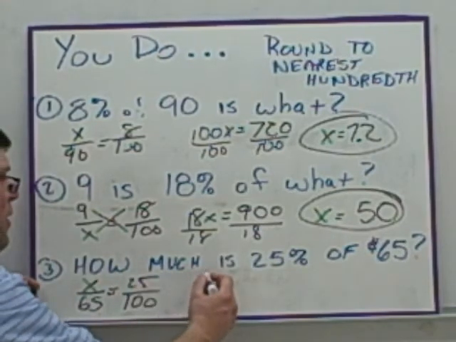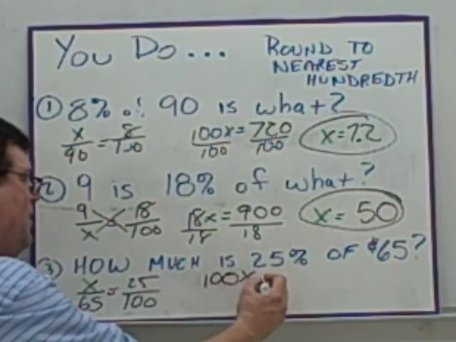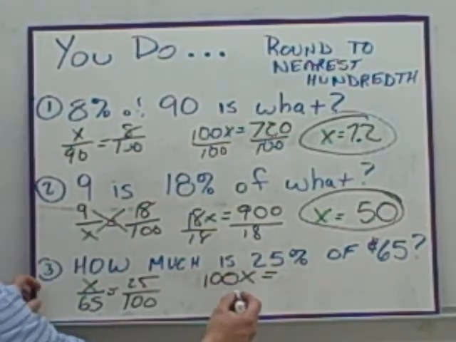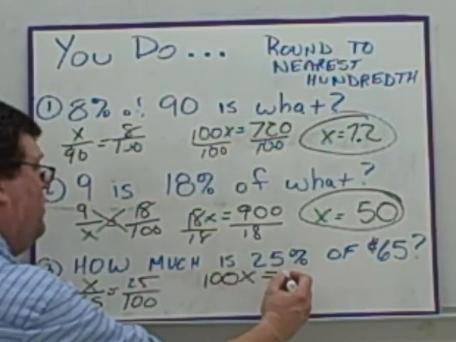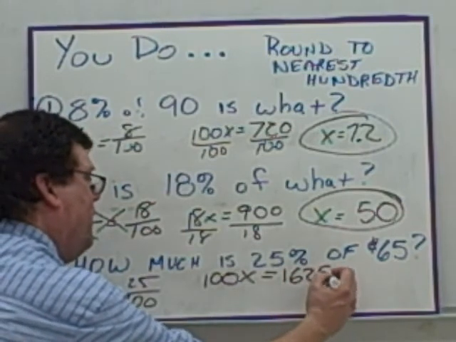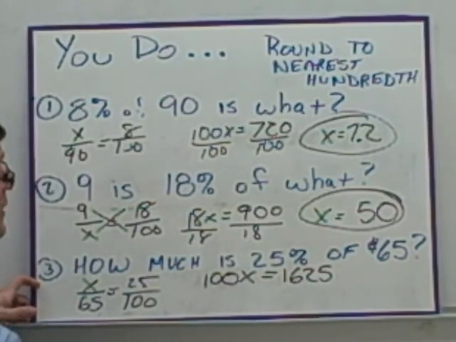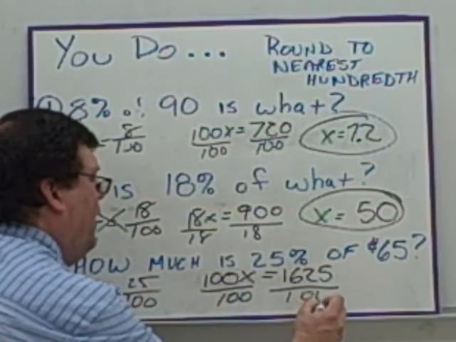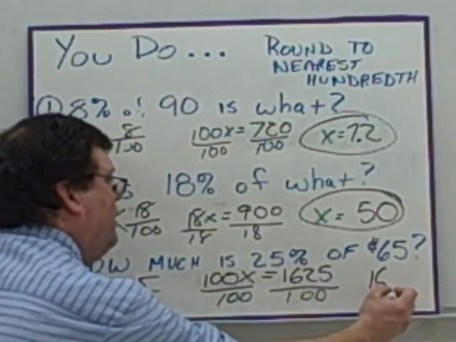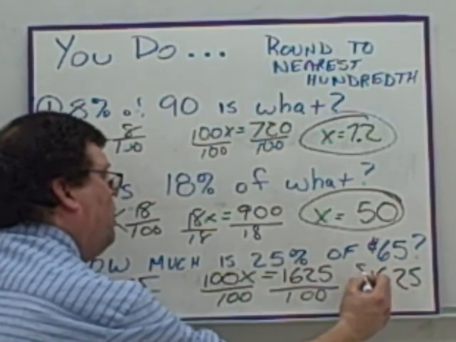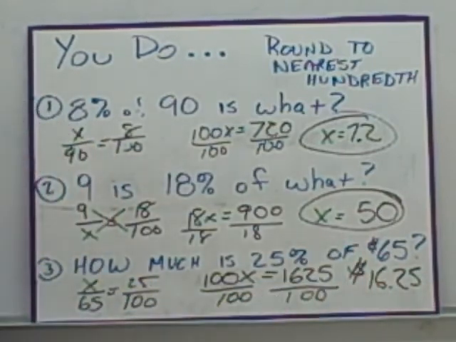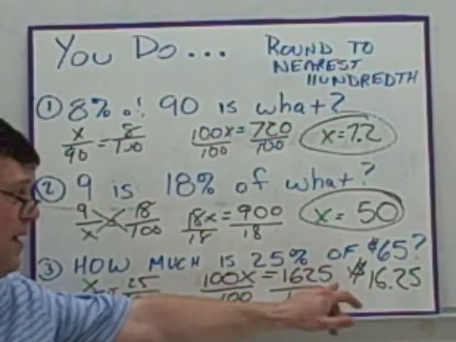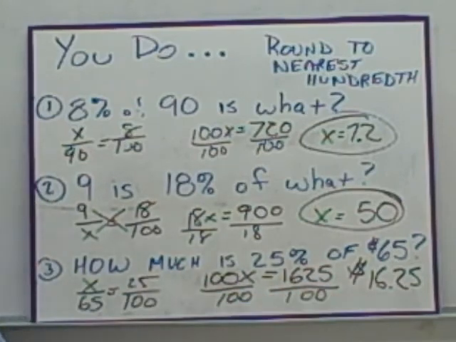We cross multiply. We get 100x is equal to 65 times 25, which is 1,625. Don't worry, you can use a calculator for that. Divide by 100, and you get an answer of 16.25. There were units on that. Our answer should have units of $16.25. Round to the nearest hundredth, it already is.